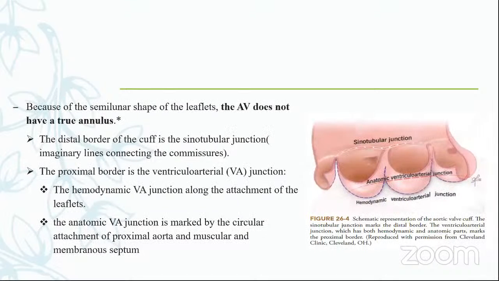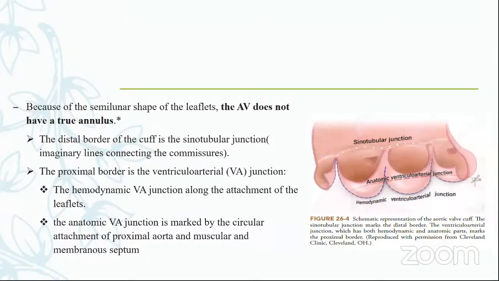Because of the semilunar attachment of the leaflets, the aortic valve does not have a true annulus. Instead, the leaflets have a semilunar attachment along a hollow cylinder of tissue interconnecting the left ventricle chamber to the proximal aorta. So the distal border of this cuff is the sinotubular junction, which is an imaginary line connecting the commissures, and the proximal border is the ventricular arterial junction.